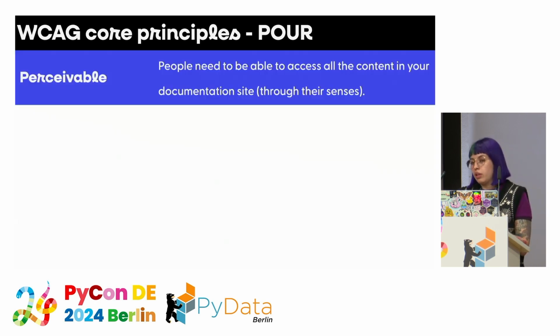So the first principle that I'm going to introduce is perceivable. We interact with the web and our environment through our senses, right? Whether it is sight, or hearing, or touch, or smell, that is how we interact with everything that surrounds us. So this principle of perceivable is basically making sure that individuals can access all the content. I'm centering this now on documentation, that they can access all the content on your documentation site through their senses, at least one of their senses.